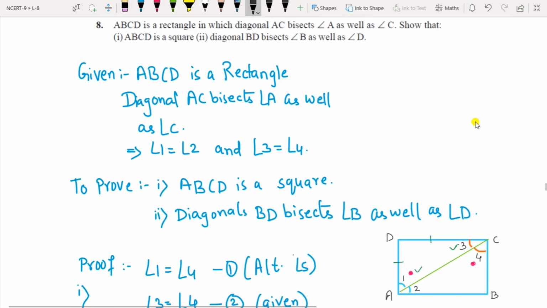Question 8. ABCD is a rectangle in which diagonal AC bisects angle A as well as angle C, and show that it is a square, and diagonal BD bisects angle B as well as angle D. So here it is given that ABCD is a rectangle and this diagonal bisects A as well as C. Okay, so angle 1 is equal to angle 2 here and 3 is equal to 4, that is given. You have to prove that it is a square, and if you draw BD, then it bisects B as well as D.